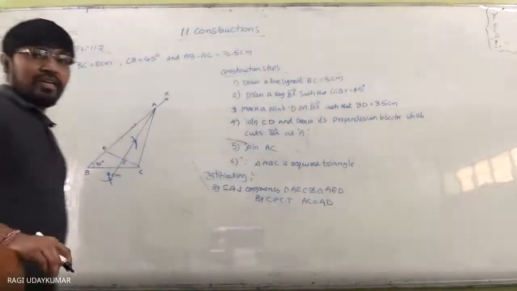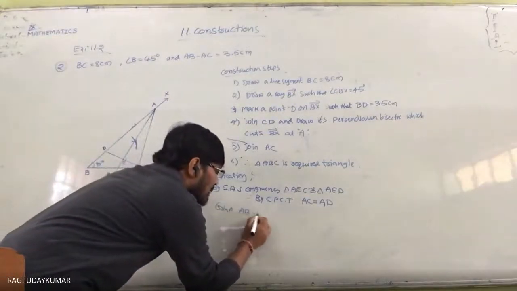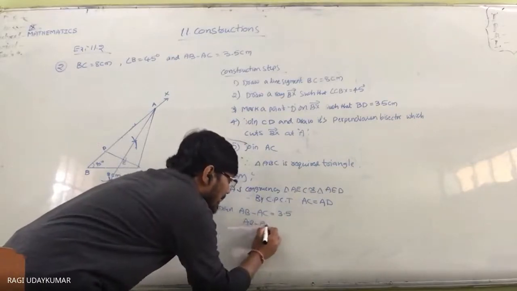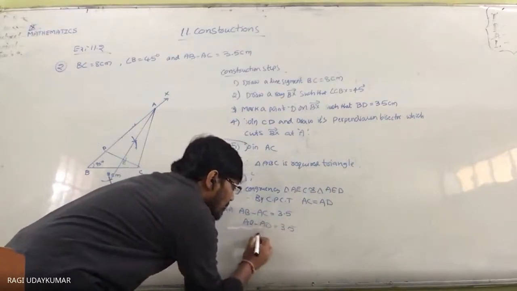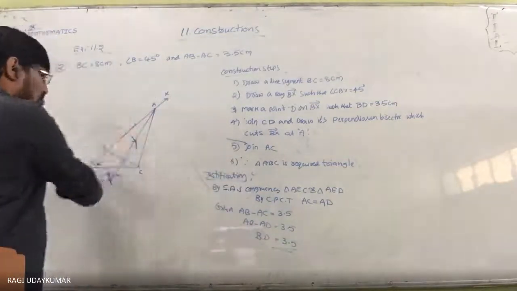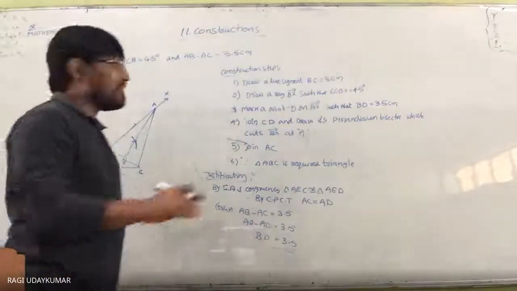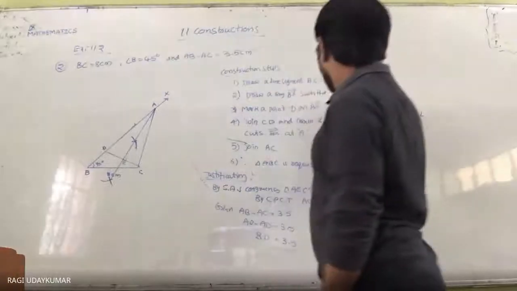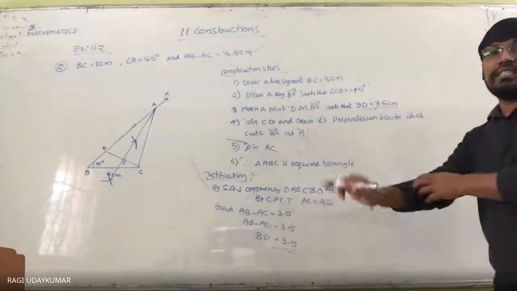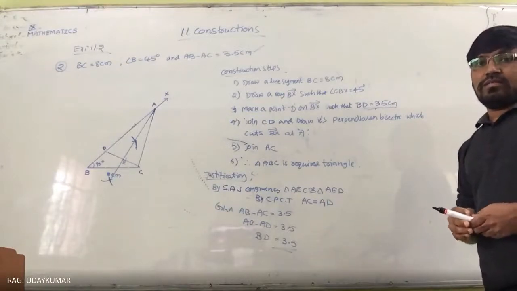Okay, AC is equal to AD, so given AB minus AC is equal to 3.5, AB minus AD is equal to 3.5, so BD is equal to 3.5. We were actually given this one, but we have not constructed it like that; we have taken some other. So the justification is this. Justification is nothing but that. Did you understand clearly?